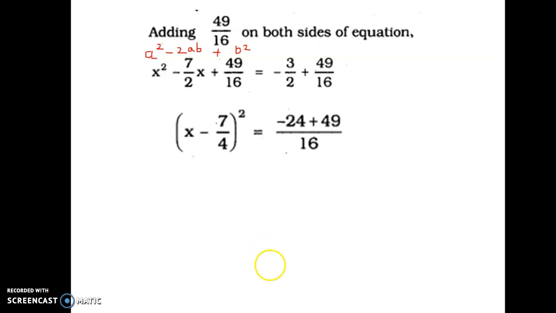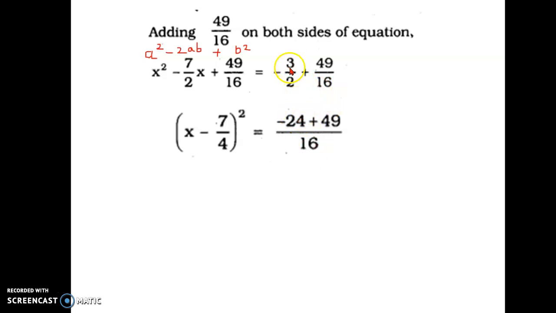So this x is a, minus 7 by 4, that is b, the whole square, equal to, in the RHS you are going to take the LCM. 2 and 16 are there, so 16 is the LCM. 16 divided by 2 is 8.